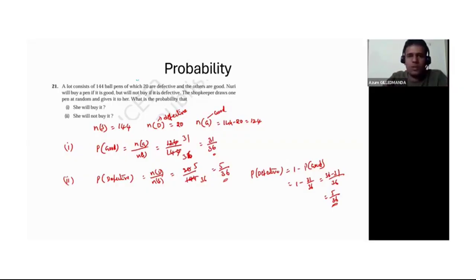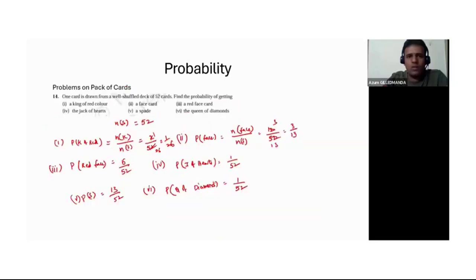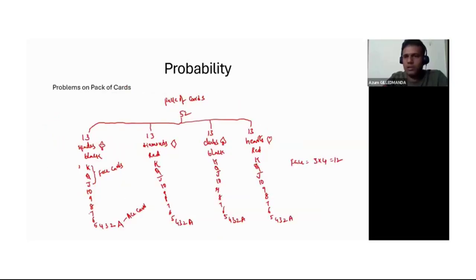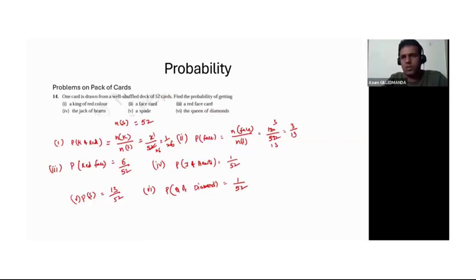So in this chapter, to recap, what we have seen: a pack of cards, 52 cards divided into four groups, 13 in each group: spades, diamonds, clubs, and hearts. Spades and clubs are black, diamonds and hearts are red. And then you have K, Q, J, and then the numeric and ace cards. So the face cards in each set is 3, so total face cards in a pack of 52 cards are 12. And then we saw how to solve the pack of cards problems.